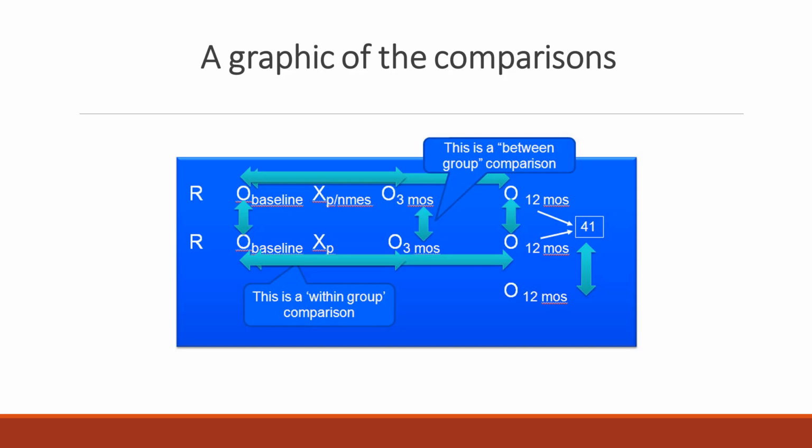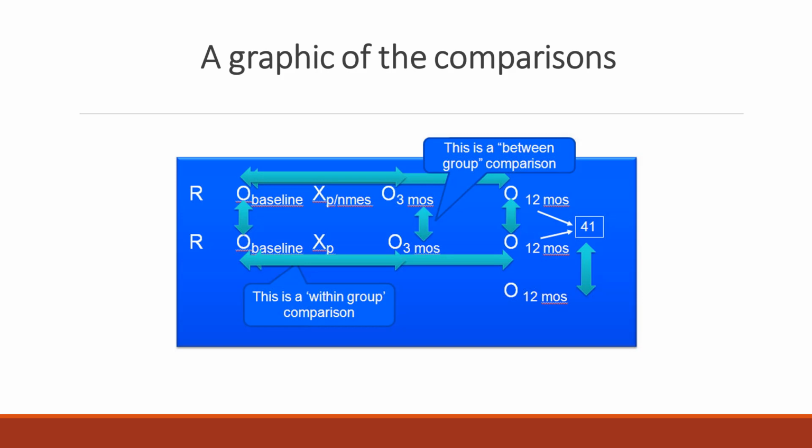Outcome measures are represented by a capital O and are taken for the two treatment groups at baseline, 3 months and 12 months follow-up. Outcome measures for the control group are only taken at 12 months follow-up. There are 41 subjects in the control group as represented by the number in the schematic.